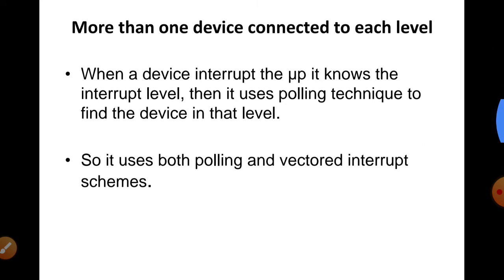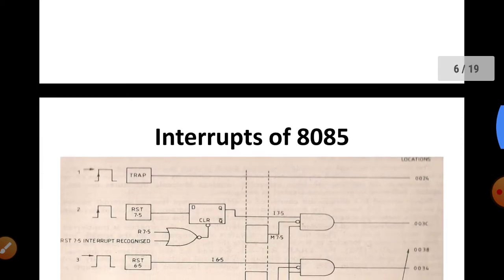But if there is a possibility that more devices are connected to each line, then in that particular case, it has to use the process of polling as well as vectored interrupt. Both schemes will be used, because if there are many devices and many lines, and one line through which many devices can interrupt, it has to check which device has interrupted, and depending upon the line through which the peripheral devices have interrupted, it has to go to the vectored address.